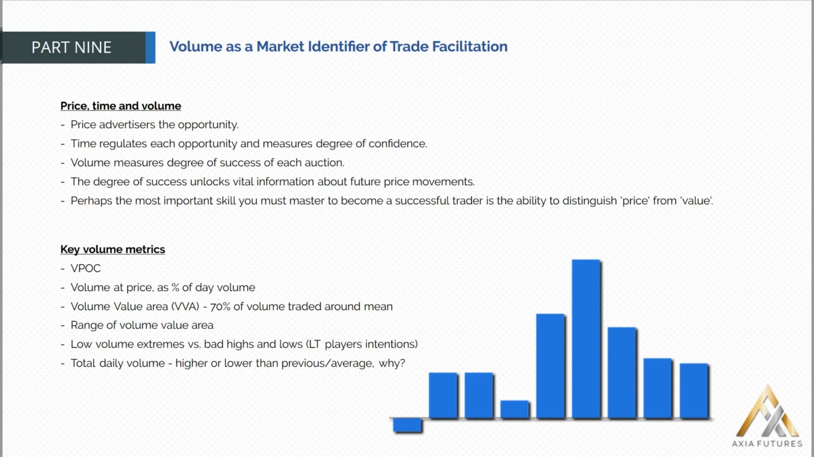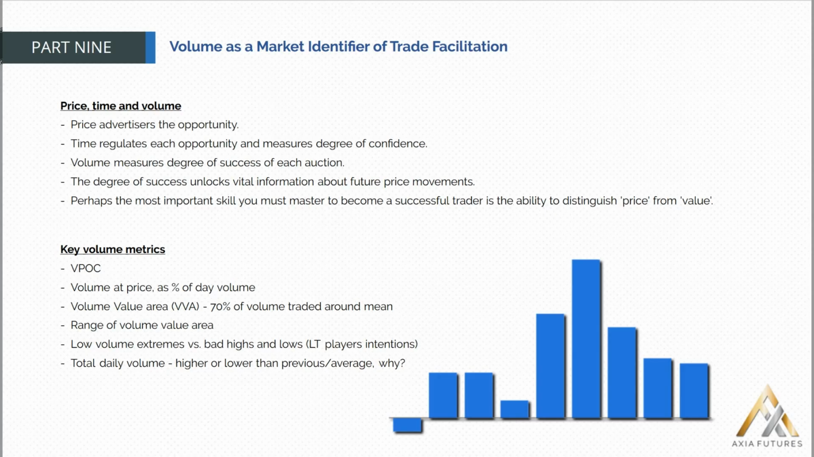Then perhaps the most important skill you must master to become a successful trader is the ability to distinguish price from value. Remember guys, it's all well and good looking at a chart, looking at where price is trading, but you need to be able to understand where price is trading relative to something, where volume is relative to previous volume, where the market has come from relative to where it has been. So understanding these elements on their own is not that powerful, but understanding the relative changes is extremely powerful.